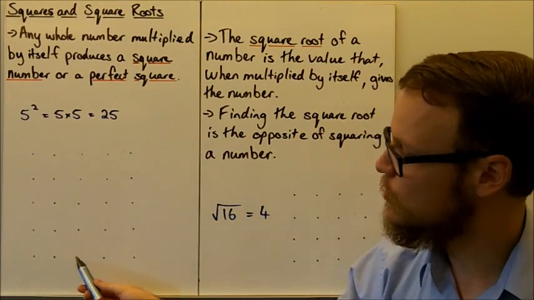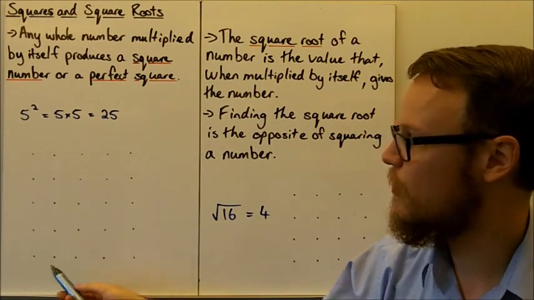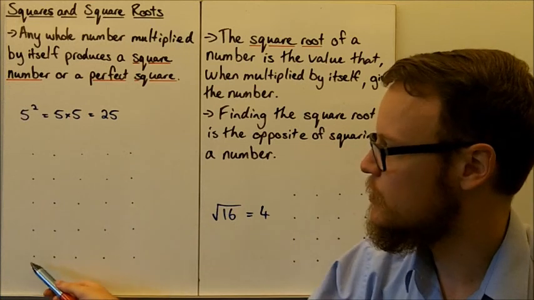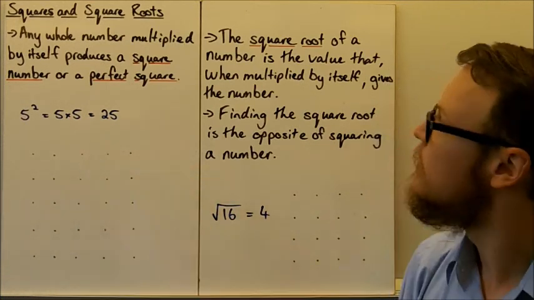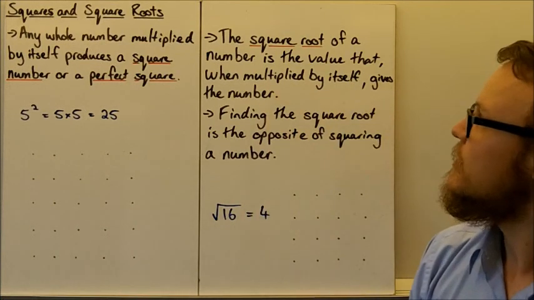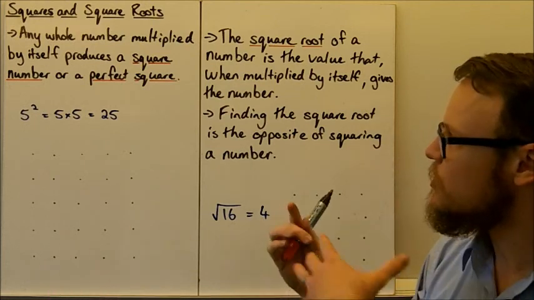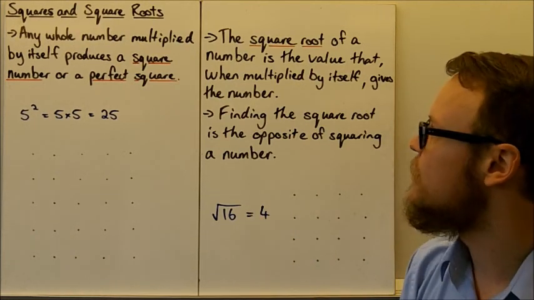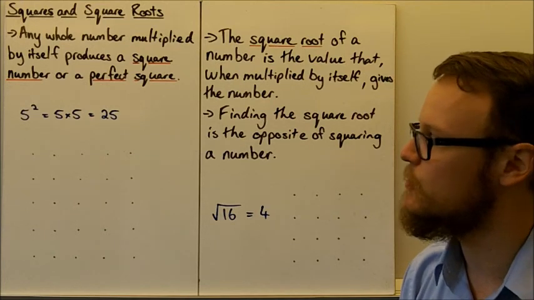You can see if I were to arrange 25 dots into a 5 by 5 grid, it makes a perfect square. So 5 times 5 is 25. The square root of a number is the value that when multiplied by itself gives that number back. So it's the opposite of finding the square number. It's going back in the opposite direction.